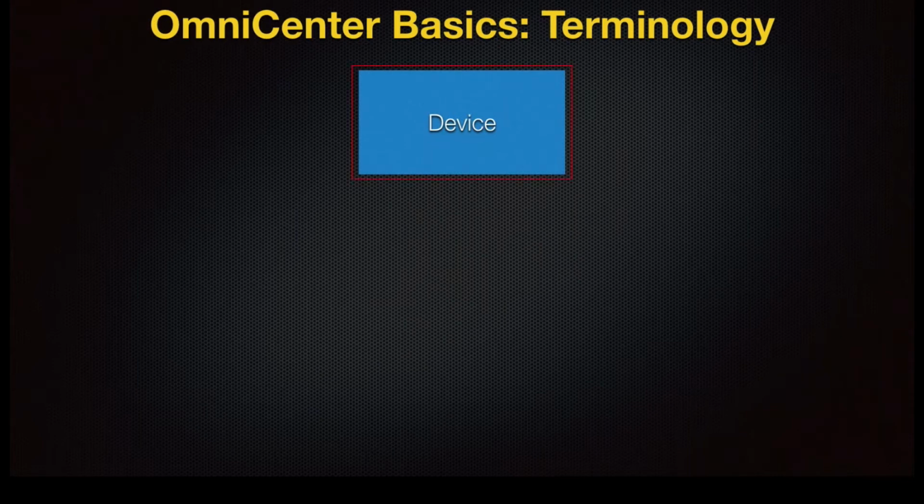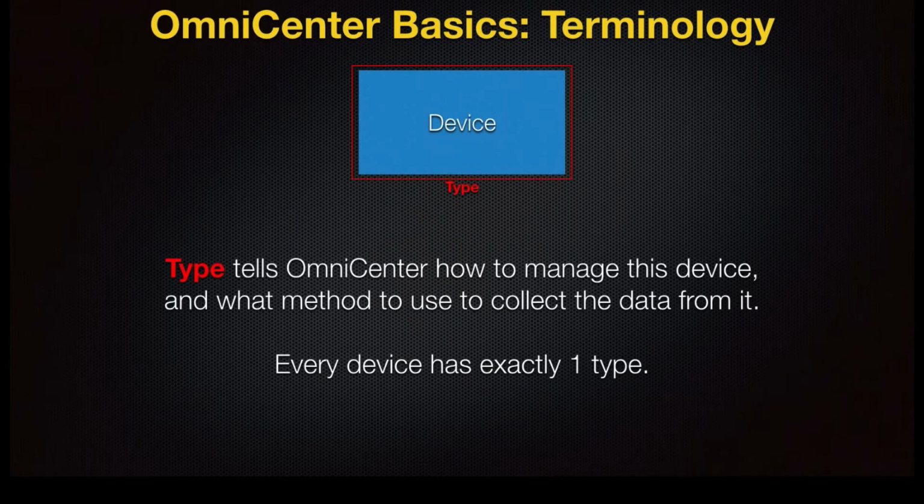Once we have our device in OmniCenter, the first thing we define about that device is type. And type is the most important parameter for OmniCenter because it tells us how to get data from the device, what methods to use, what APIs it supports, if it's SNMP or WMI, or if it requires a RESTful API. All of that is defined by device type, and every device has exactly one type.